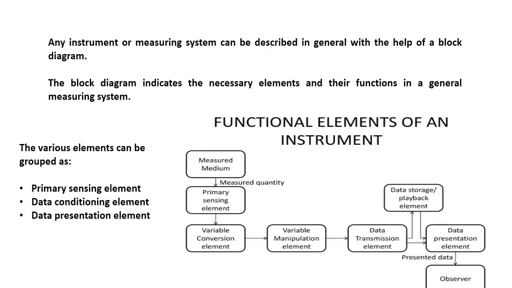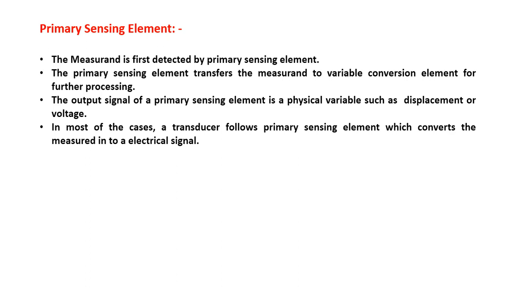Now the block diagram consists of mainly three components, that is primary sensing element, data conditioning element and data presentation element. Now in primary sensing element, the measurand, that is the quantity which is to be measured, is first detected by the primary sensing element. The primary sensing element then transfers this measured data to a variable conversion element for further processing. The output signal of a primary sensing element is a physical variable such as displacement or voltage or a current. In most of the cases, the transducer follows the primary sensing element, which converts the measurand into an electrical signal.